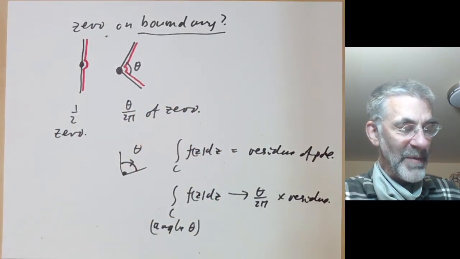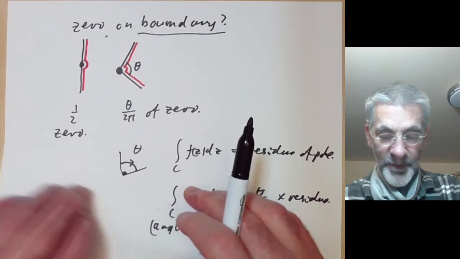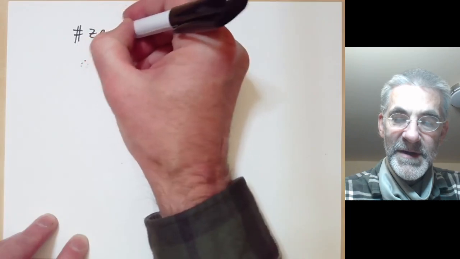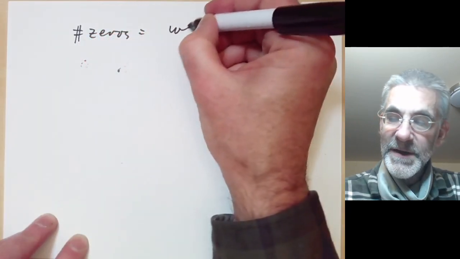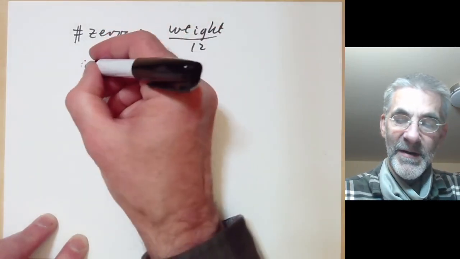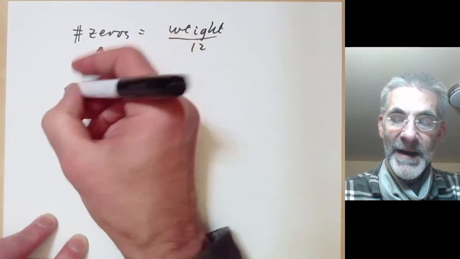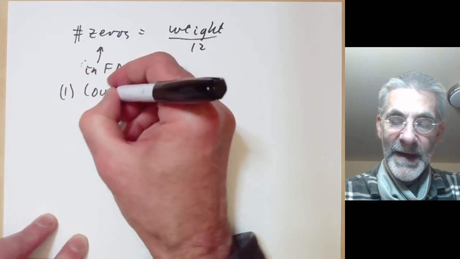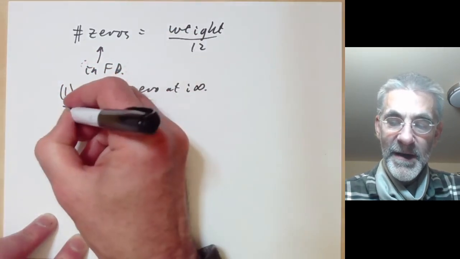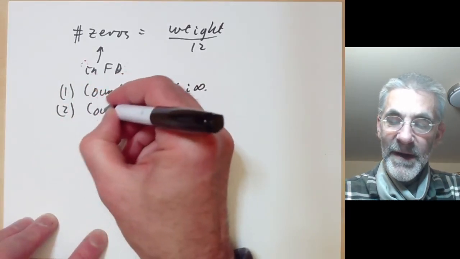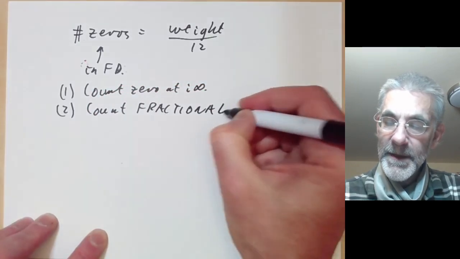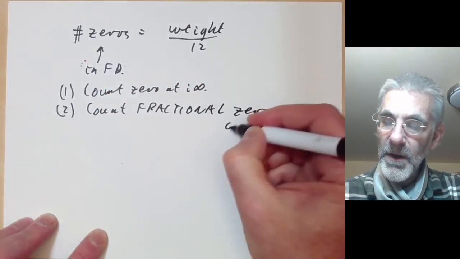So to summarize, our result is the number of zeros is equal to the weight over 12. So this is the zeros in the fundamental domain, except that first of all we have to count the zero at i infinity, and secondly we have to count fractional zeros on the boundary.